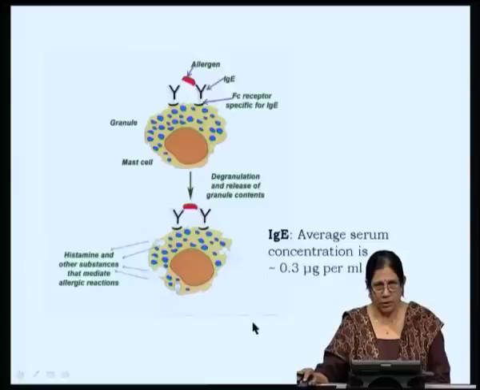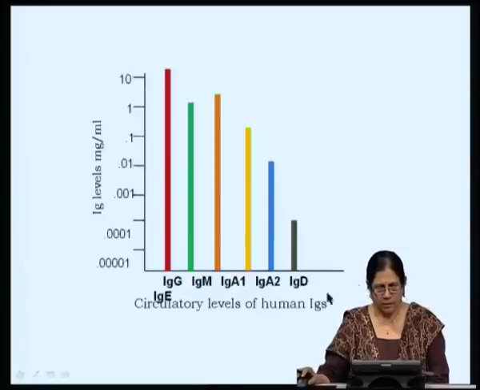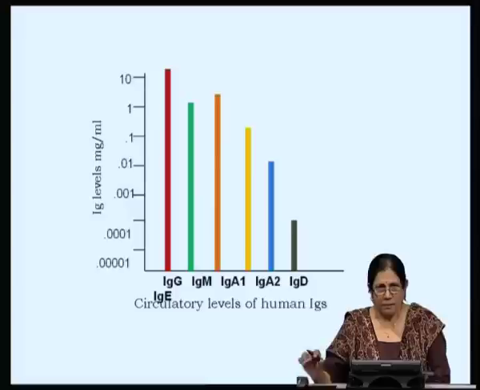So, this is what IgE does. You might remember that both IgE and IgM have 4 constant domains.